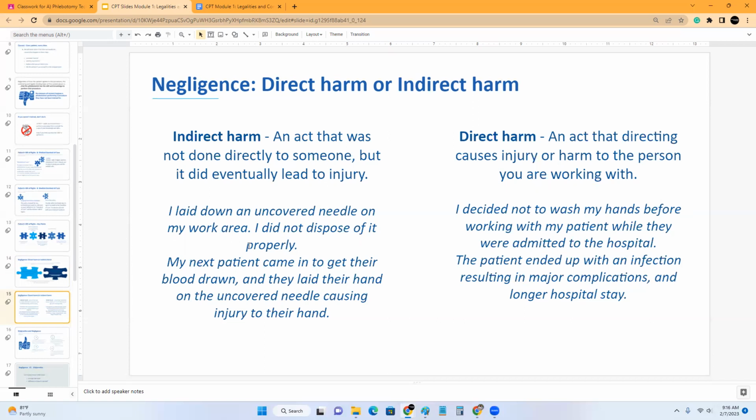Direct harm is an act that directly causes injury or harm to a person you're working with. So I decided not to wash my hands before working with this patient while they were admitted in the hospital, and that patient ended up getting an infection as a result, and they had major complications and ended up having to stay in the hospital longer. So my decision to not wash my hands directly impacted the patient I was dealing with.